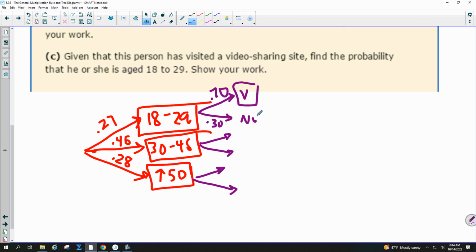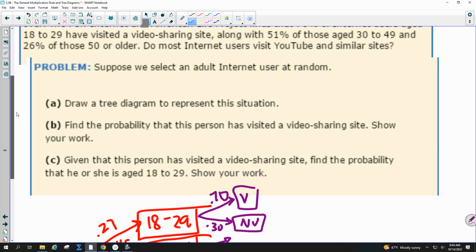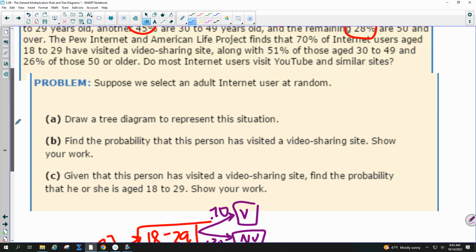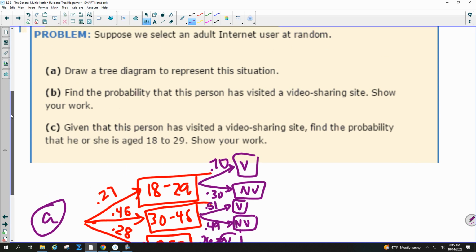And then of my middle-aged people, they're going to give us another percent here. 51% of the 30 to 49-year-olds. So I'm going to put a 51% have visited, which means that 49% of this middle age group have not visited. And my old people, 26% have visited, which means that 74% have not visited YouTube. So you make your tree diagram. That's part A.